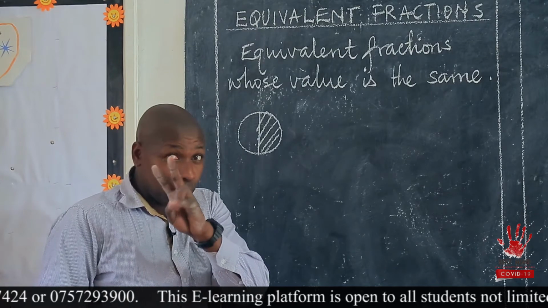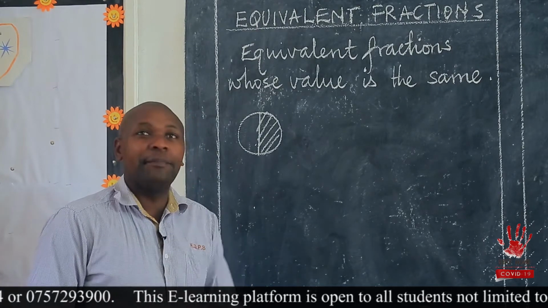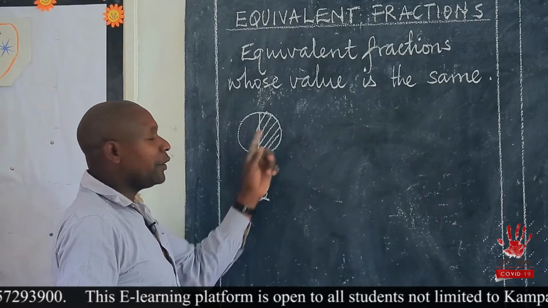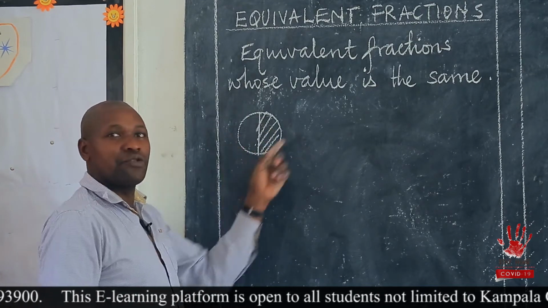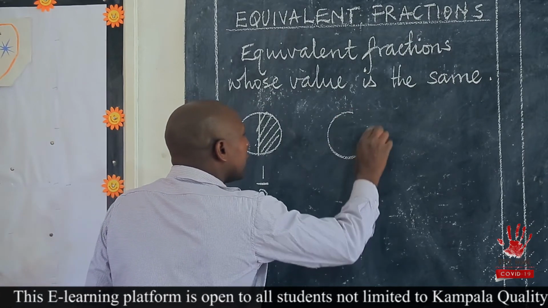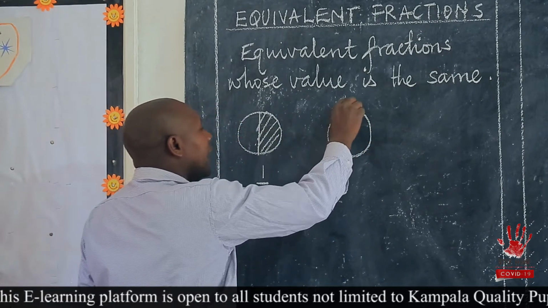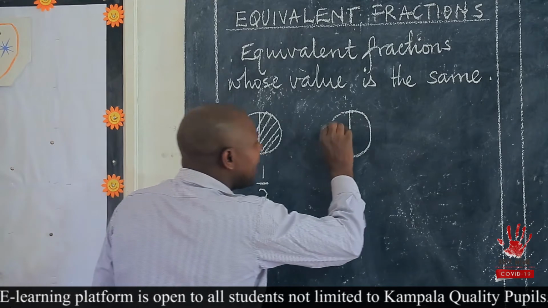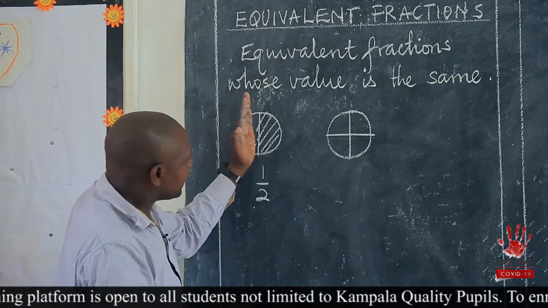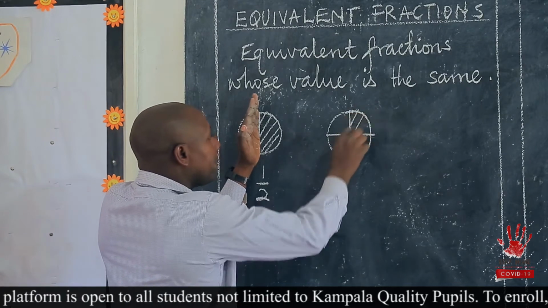Now we are in P4. Somebody is saying, this is a half. Very good. One part is shaded out of the two. Another one can come here and draw the same whole, and he does this, and he does that. Then he shades the same side as you have seen here.